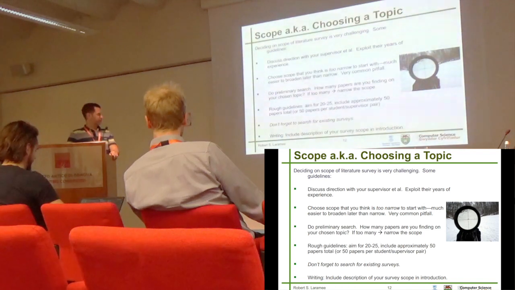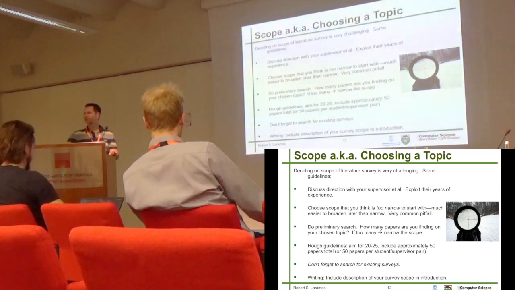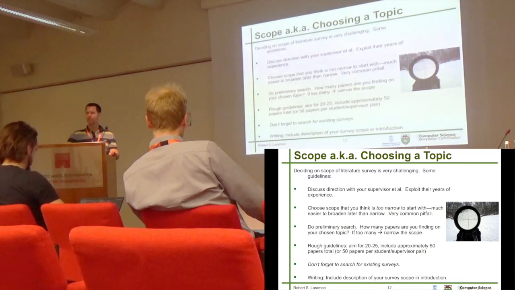And you can get a feel for this by doing a preliminary search. When you're doing your preliminary search through all those digital libraries that we just mentioned, how many papers are you finding? Are you finding hundreds of papers on your topic? Then it's too broad, right? You can find that out quickly. If you're experienced, you can find that out in 5 minutes or so. So it's definitely something you want to have a look at.